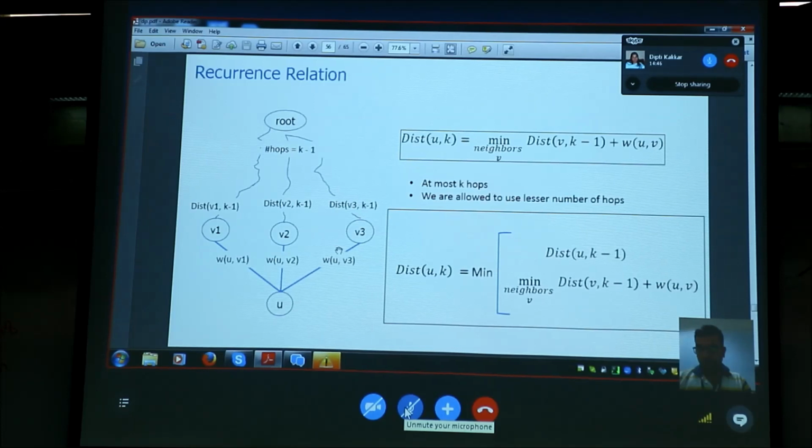It has to come through one of them. We also know that such a path should be a path of length k minus 1, because this whole path is k. So this is the path of length k minus 1, and it should be the shortest distance then to v1 using k minus 1 hops, right?